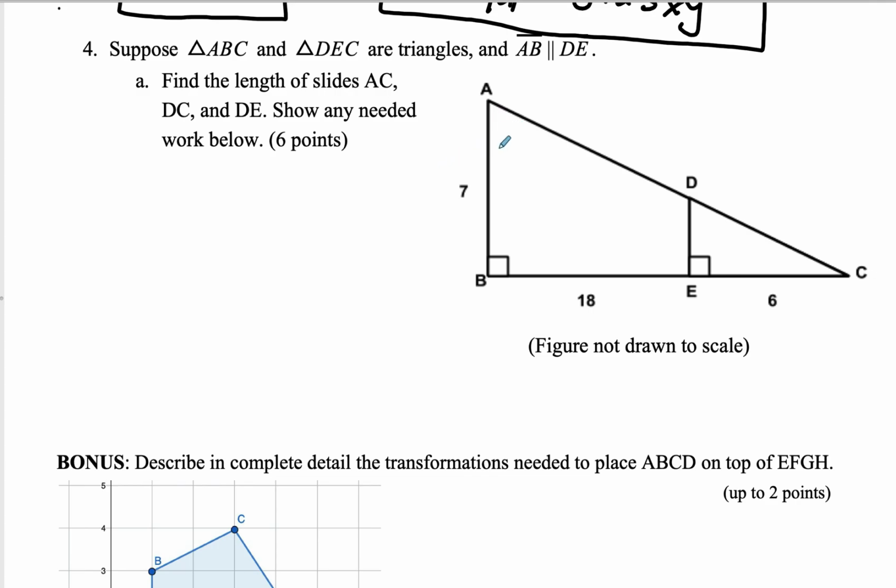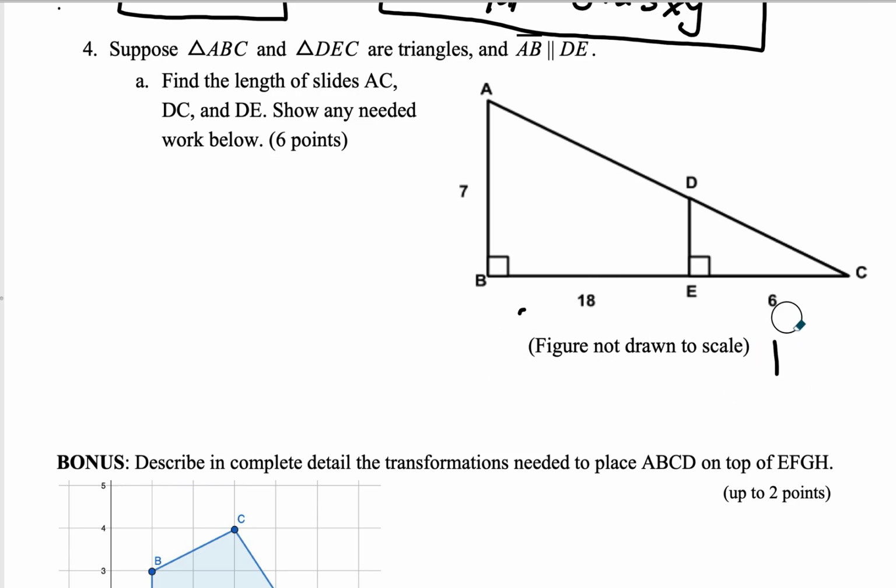All right, what we know is AB is parallel to DE, and we have these triangles. What do we know? Now, many people were correctly able to note that these were similar. I did add in for next year that these figures are not drawn to scale. That was not in the original quiz. Okay, just so you know.